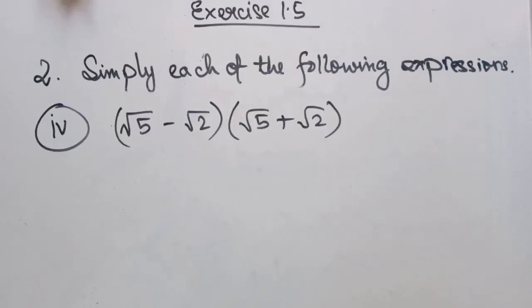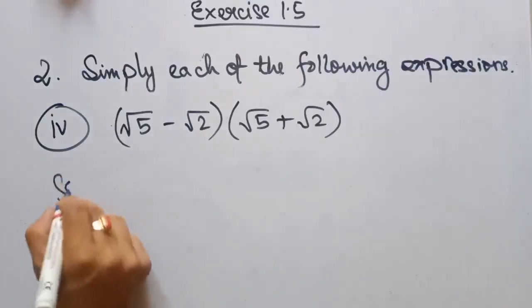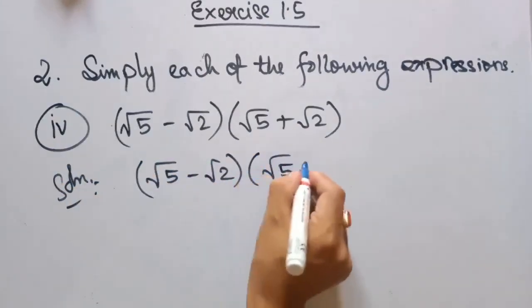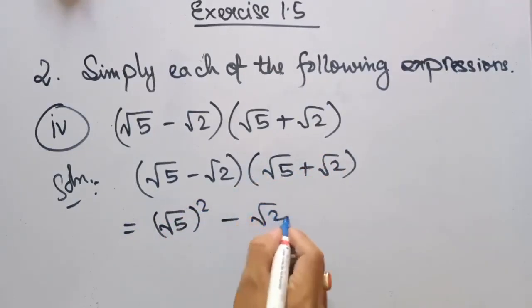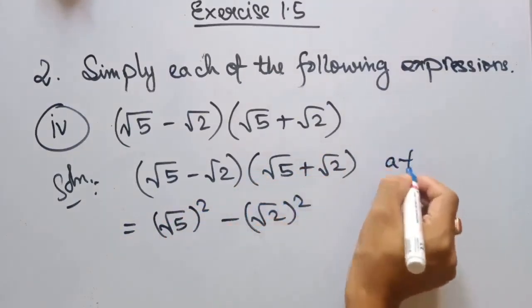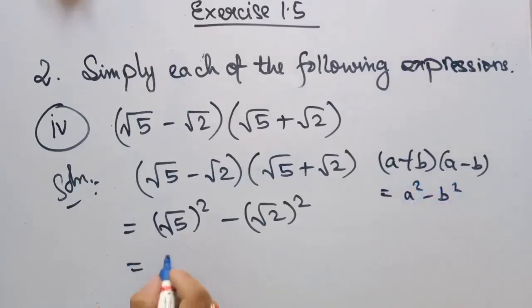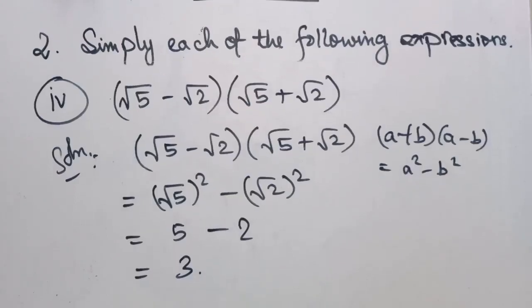Next, exercise 1.5, question number 2, Roman number 4, (root 5 minus root 2) whole into (root 5 plus root 2). So solution, (root 5 minus root 2) whole into (root 5 plus root 2). This will become root 5 square minus root 2 square, that is (a plus b) whole into (a minus b) equal to a square minus b square. Now root 5 square is 5, that is root 5 into root 5 equal to 5 minus root 2 square is 2. Now 5 minus 2 is 3. So for Roman number 4, after simplification, we will get 3 as our required answer.